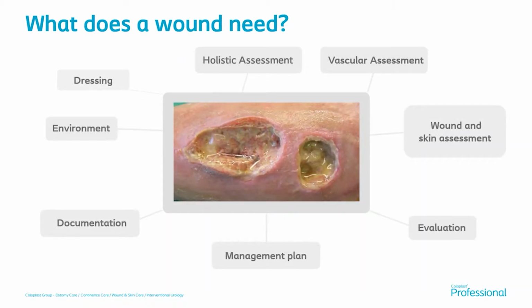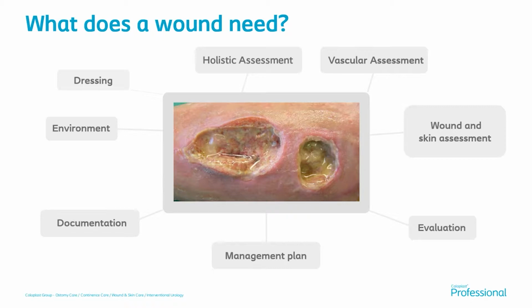What does a wound need? Well, that's going to vary from person to person, and our objective for each person's wound will differ slightly based on what we're seeing. But at the heart of all of that is our holistic assessment. We then, if it's on a lower limb, should be completing a vascular assessment and our specific wound and skin assessment as well. So three branches of assessment really are overall holistic, vascular assessment, and then really focusing in on our wound and skin. We need to take into account any environmental factors.